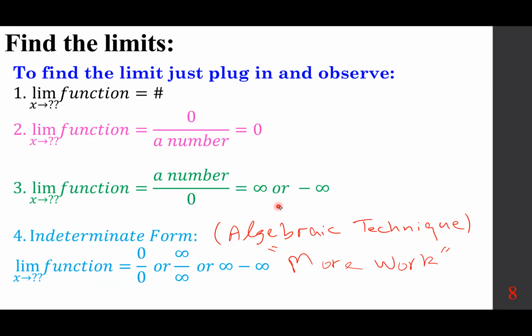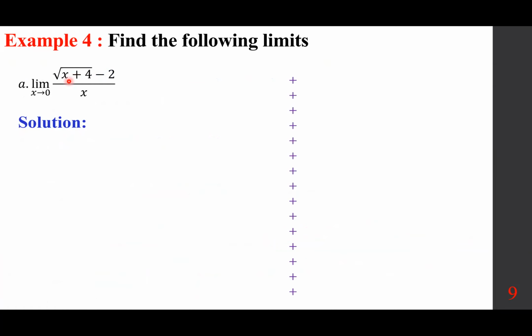What happens in this case? We are looking at the limit of the square root of x plus 4 minus 2 over x. If we replace the x with 0, this becomes square root of 4, which is 2 minus 2, and that's 0 over 0, which is indeterminate, which means we have to do some sort of an algebraic technique to fix the problem.